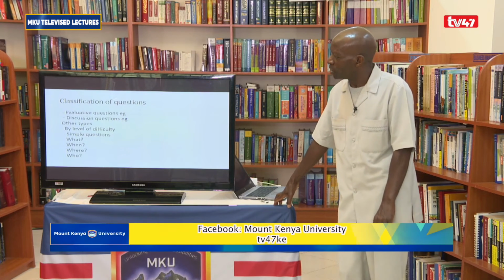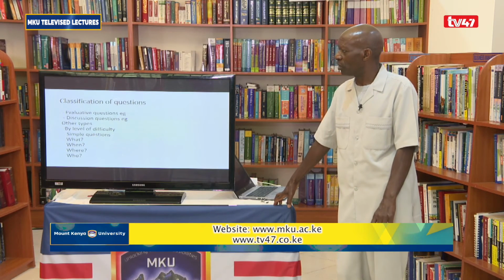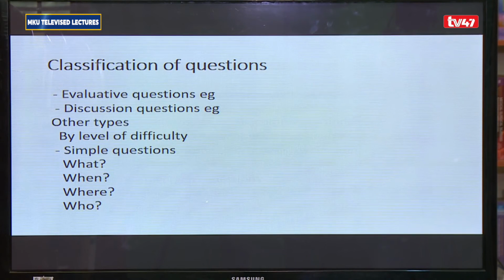Then a continuation of this classification of questions, we have evaluative questions. Remember, judgmental, where you are judging the value of something. Discussion questions. You may have a question where the students are supposed to discuss. For example, in what ways can a population reduce the spread of a virus among themselves? That's an open question for discussion, and everybody will give their opinion.